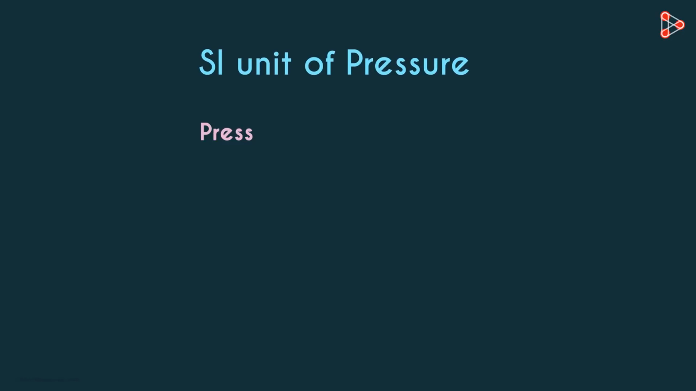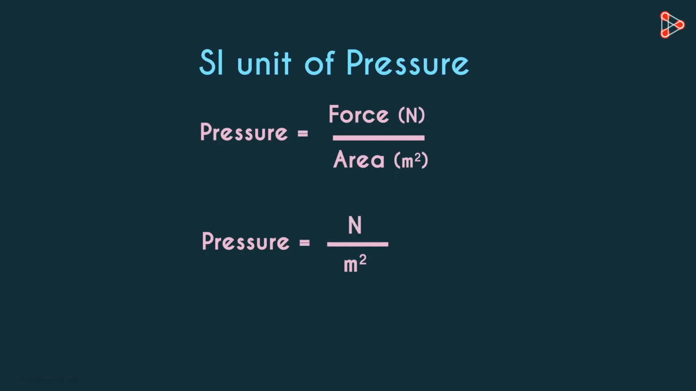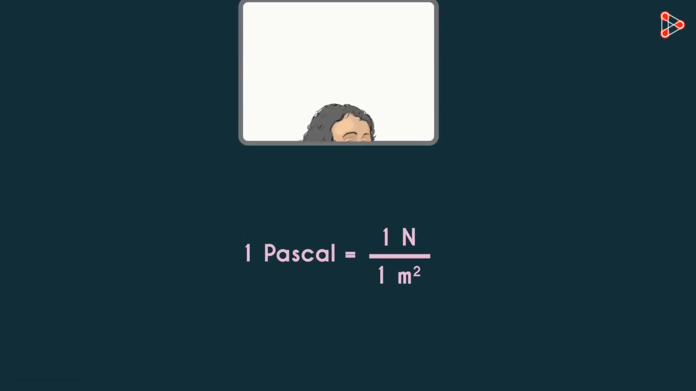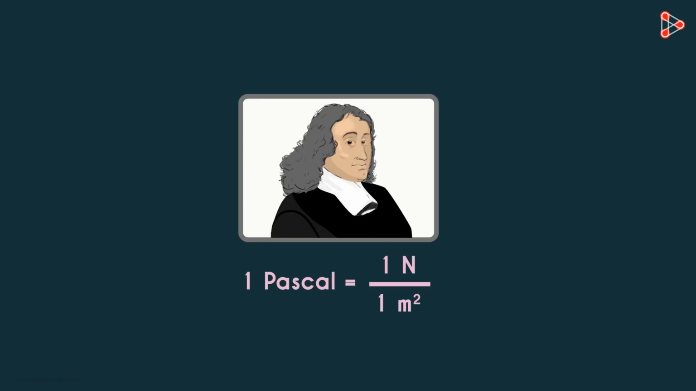What is the SI unit of pressure? As it's force over area, it would be Newton per meter squared. This is the SI unit of pressure. And this is also called Pascal. 1 Pascal is 1 Newton over 1 meter squared. This has been named after a famous scientist called Blaise Pascal who had conducted extensive studies in this area of science.